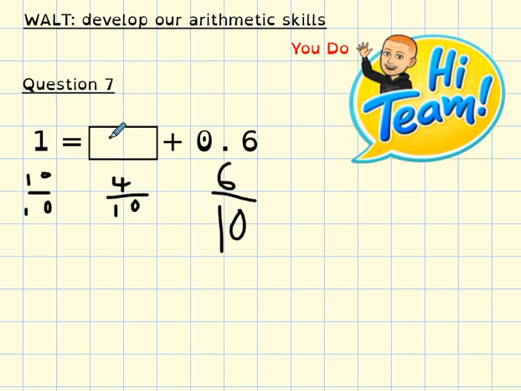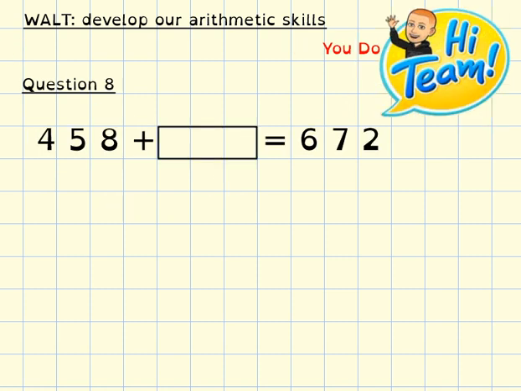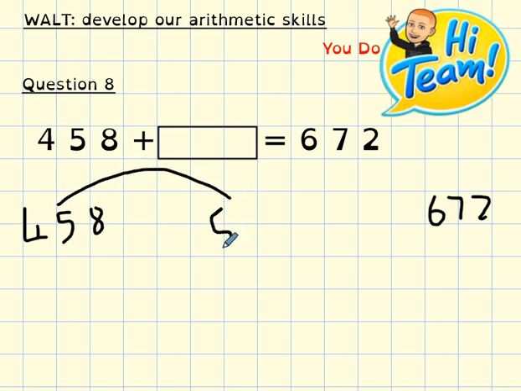Question number 8. 458 add something gets me to 672. Small number at the left-hand side, larger number at the right, and I'm going to jump from here to get to 500 by adding 42. Then 500 to get to 672 would be 172.